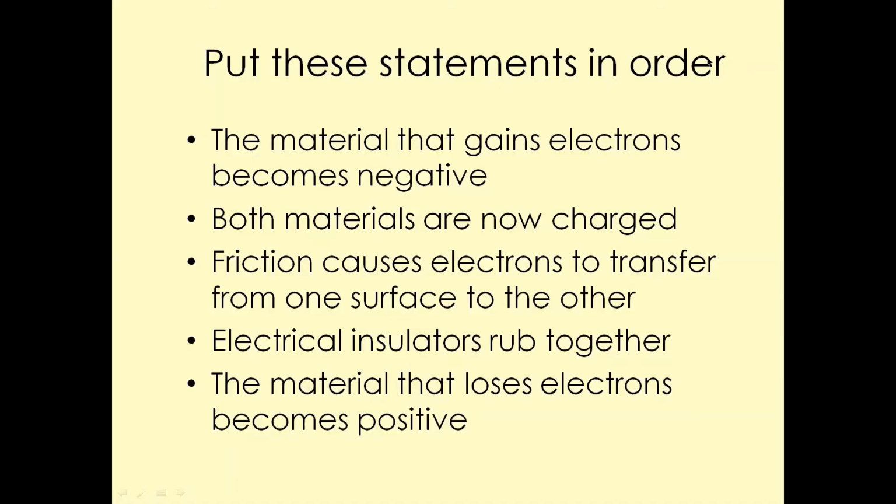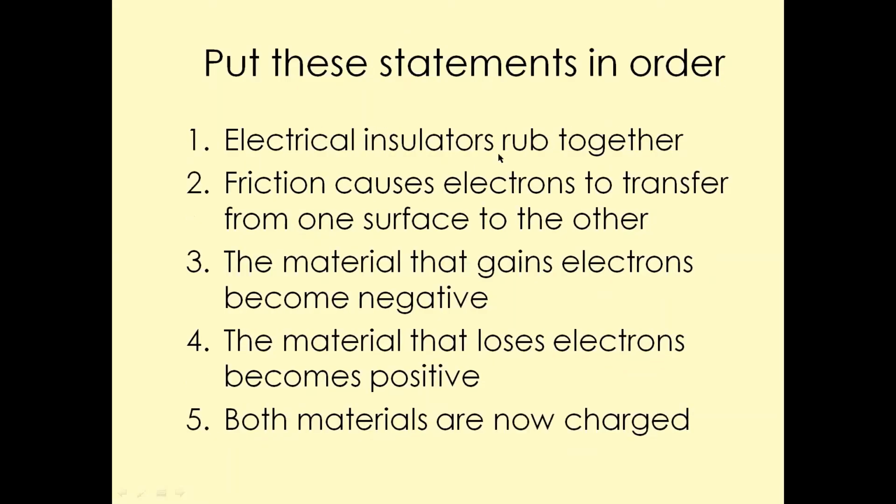Now in this one, we'll put these statements in order. So I'll give you 1 minute and we're going to discuss the answers. Okay. Right, so these statements, based upon what the animation we just seen. So you rub the insulators together and the friction causes the electrons to move from one surface to another. The material that gains electrons, that becomes negative, and the material that loses electrons, that becomes positive. And both the materials are now charged, and that is why they attract each other.